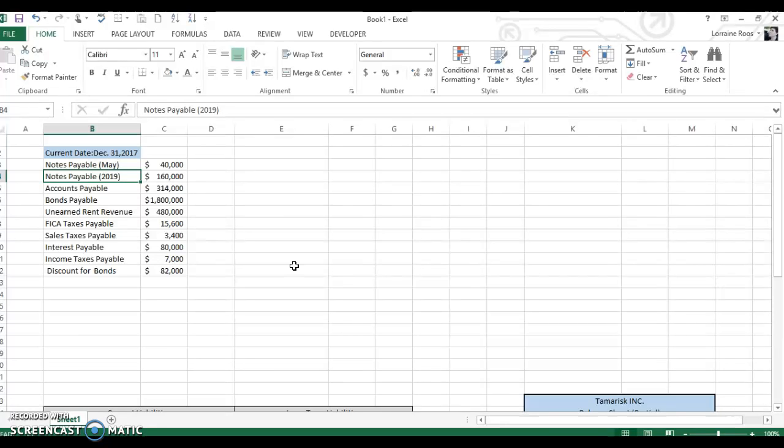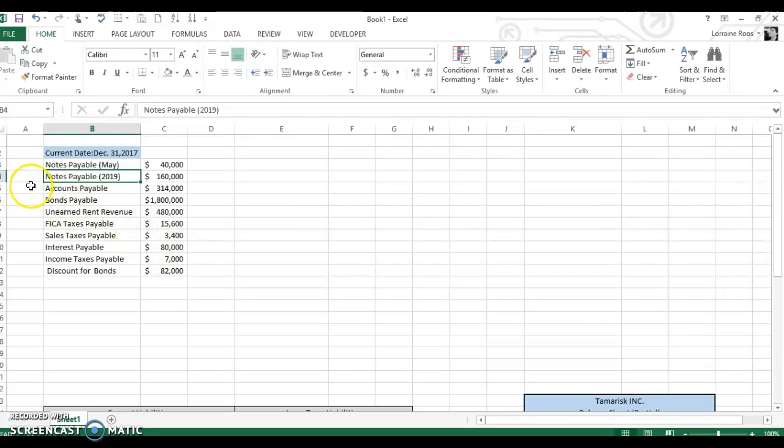So the problem that we've been given is to construct a partial balance sheet focusing on the liabilities. We need to look at all of these accounts that we've been given, and we need to figure out if they are current liabilities or if they are long-term liabilities.